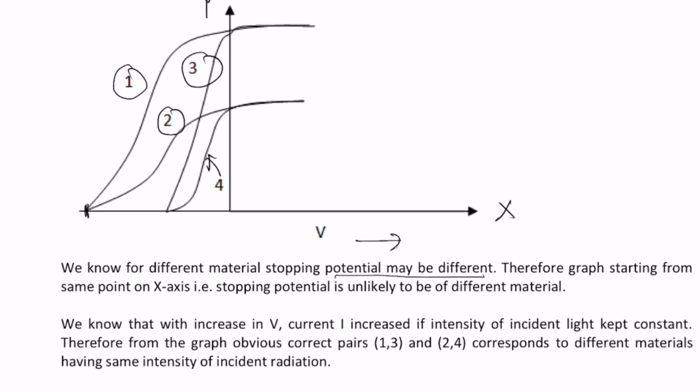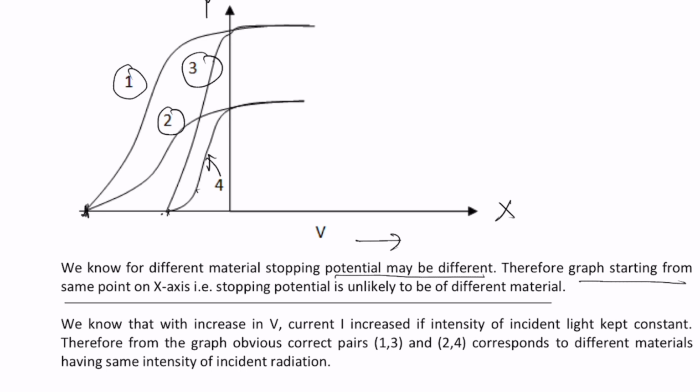Therefore, graphs starting from the same point on the x-axis have the same stopping potential and are unlikely to be different materials, correct? So if the stopping potentials are the same for graph number 1 and graph number 2, it means the materials are the same. Similarly for graph number 4 and graph number 3, the stopping potential is the same, correct? So they are from the same material.